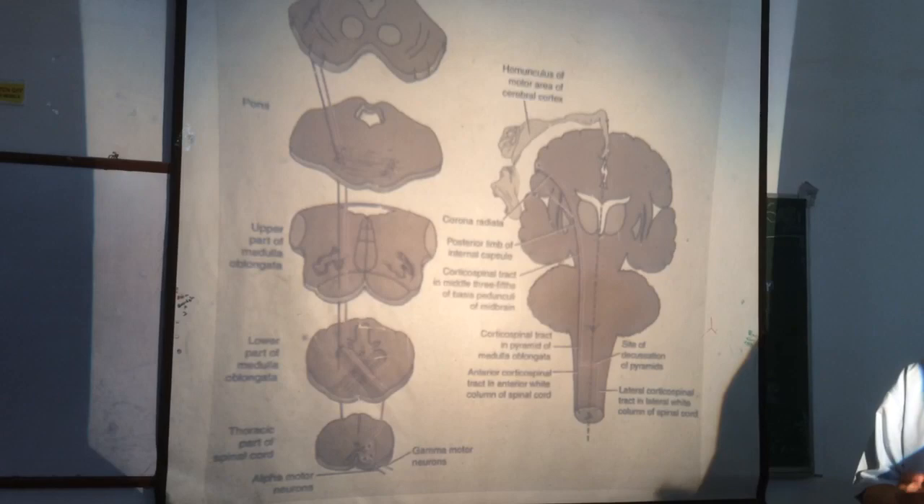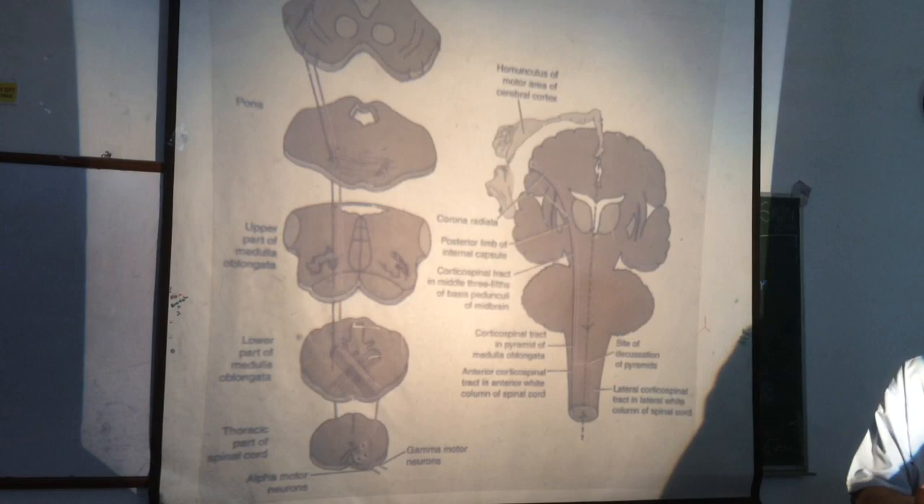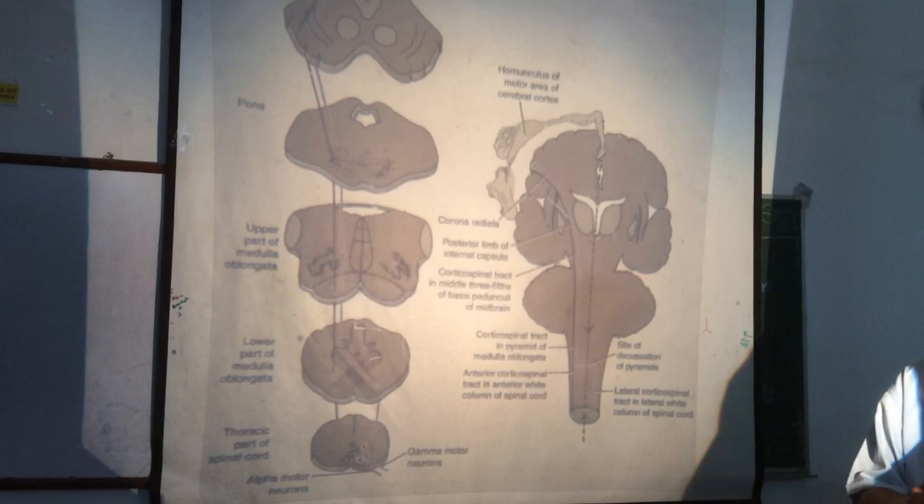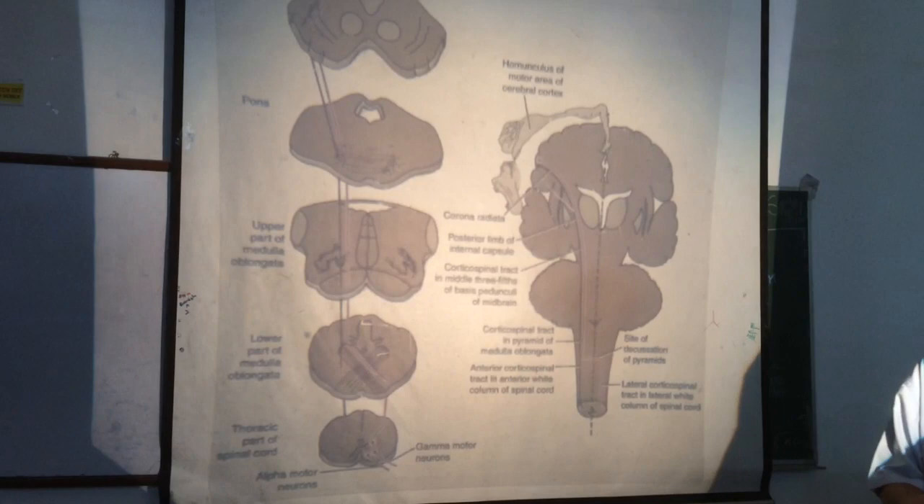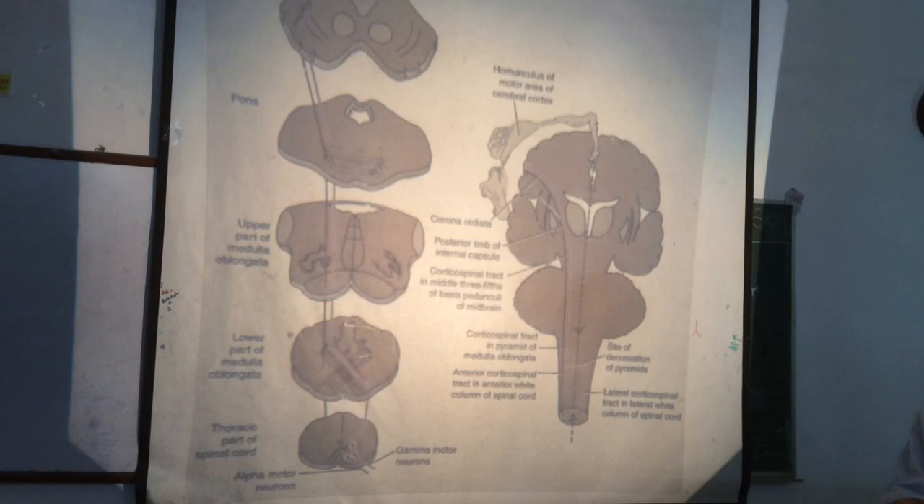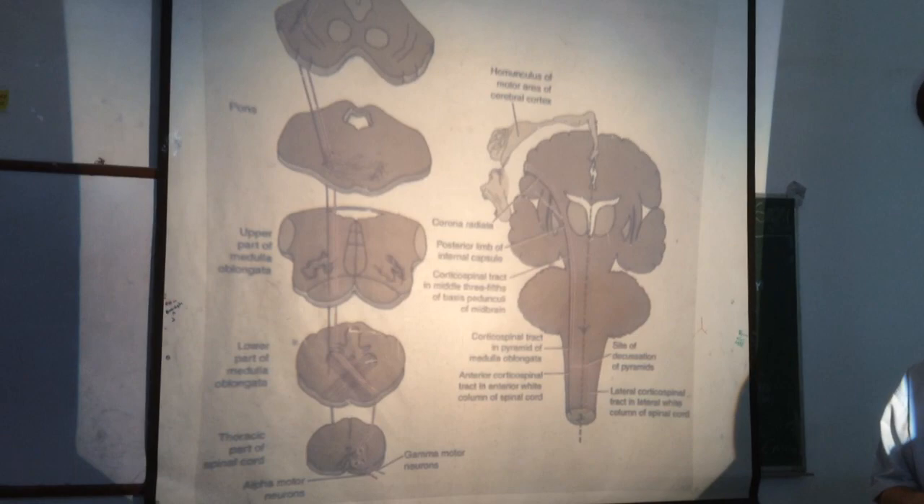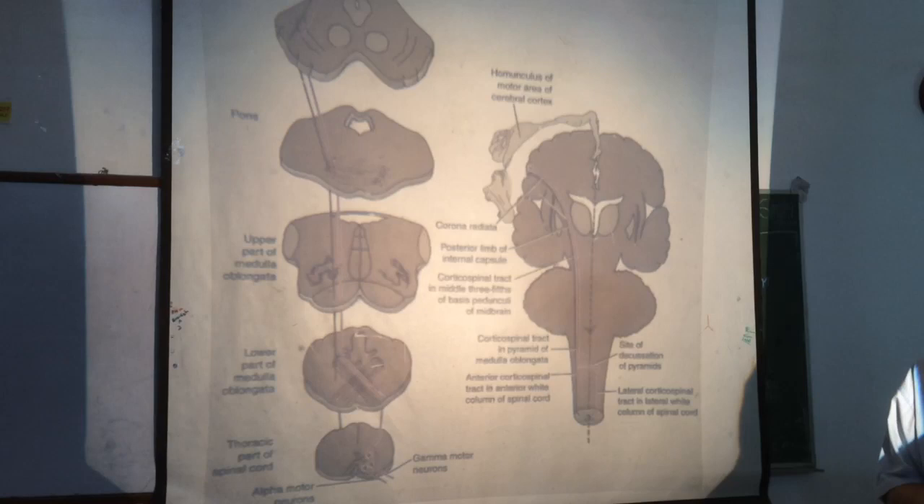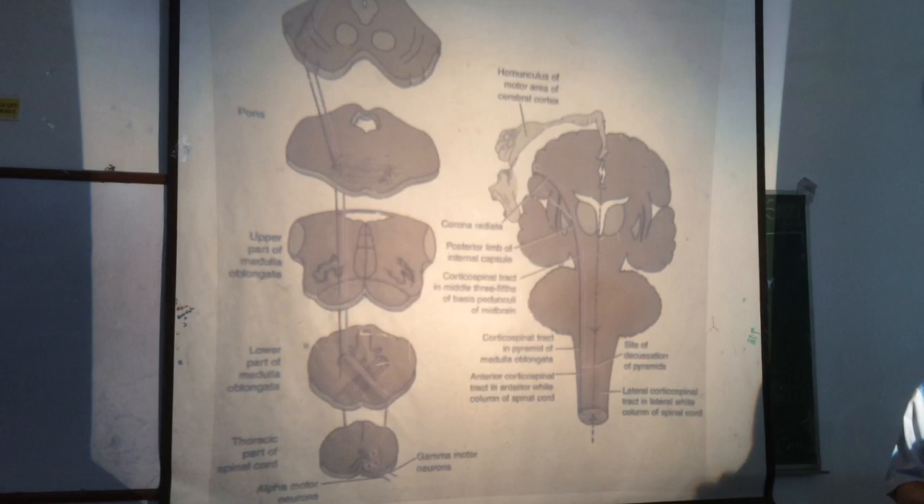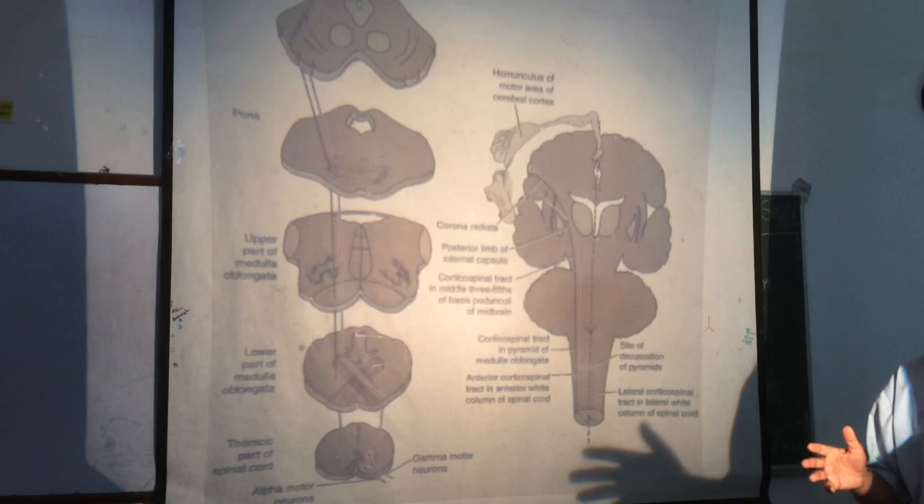The descending tracts other than corticospinal or pyramidal are included in the extracorticospinal or extrapyramidal tracts. Now first of all, the corticospinal or pyramidal tract. The tract arises from the cerebral cortex.